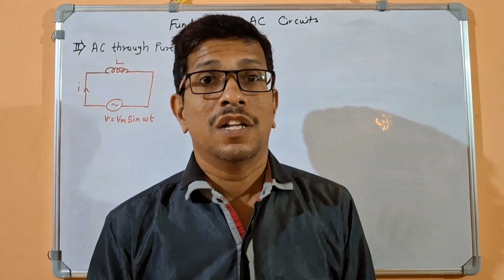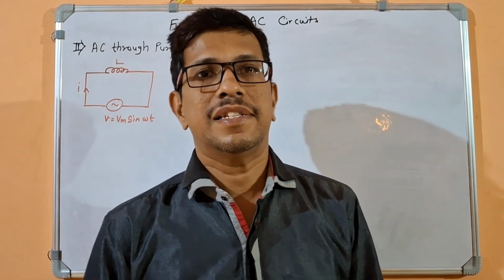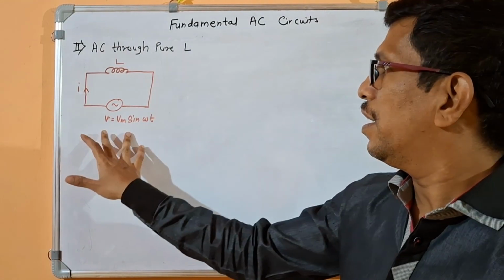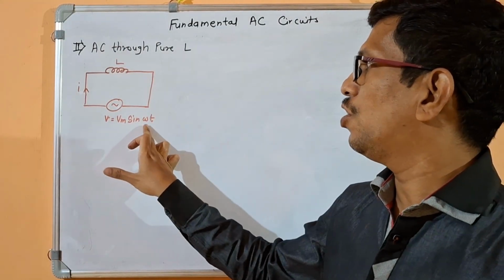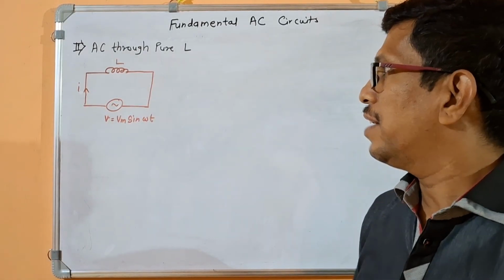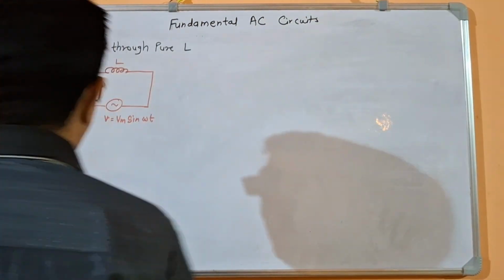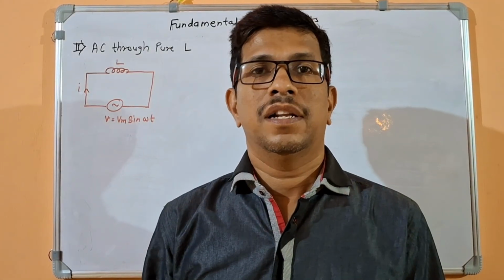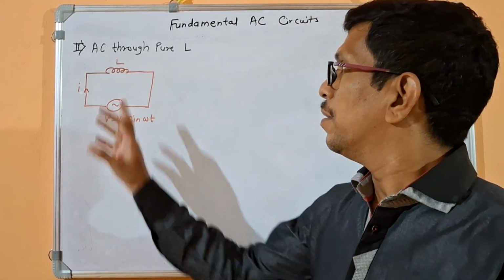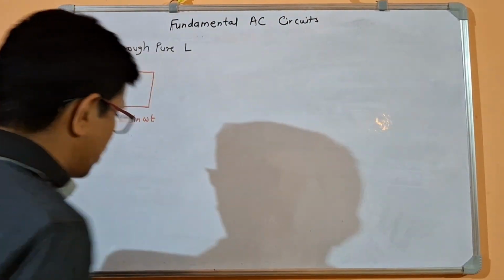नमस्कार मित्रांनो. The second fundamental AC circuit is AC through pure L. Here I am applying V is equal to Vm sin omega t to the pure inductor. Okay, so current starts flowing, I. Now let us find the relation between voltage and current in the pure inductive circuit.